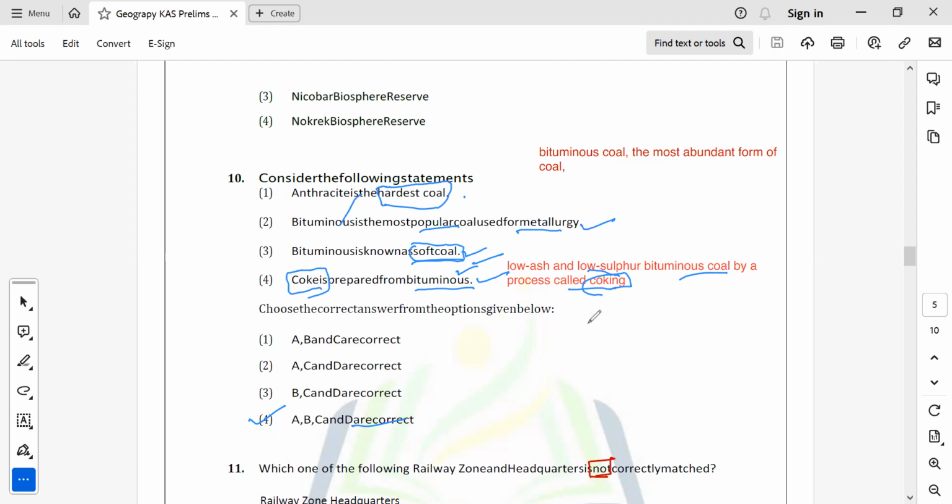We'll be continuing the geography. Five questions are left, which were asked in 2020, and we'll complete geography and take up the next session.